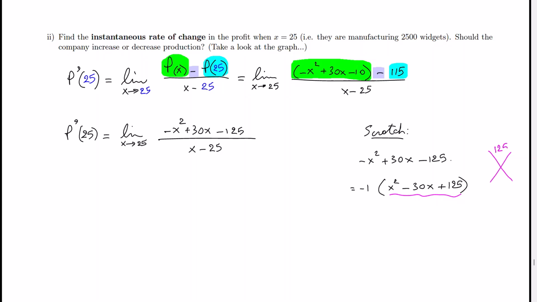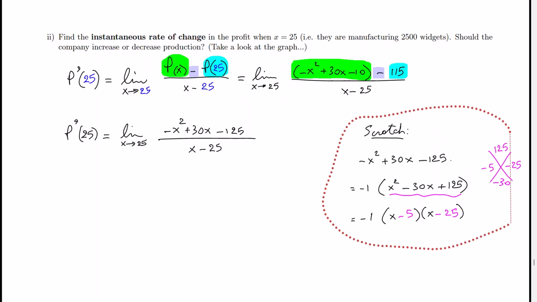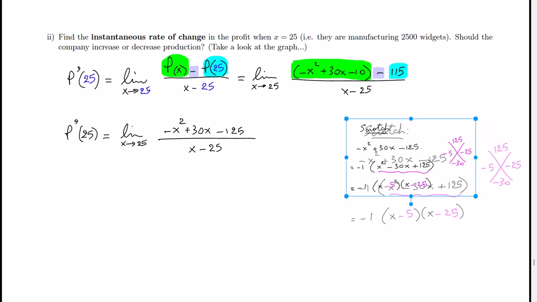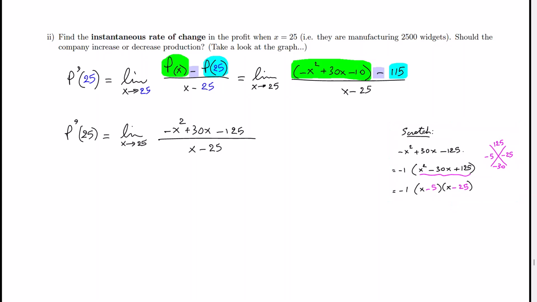Now, to factor the inner portion, I'm going to use the big X method. I'm looking for two numbers that when you multiply, you get 125, and when you add them, you get negative 30. And I think negative 5 and negative 25 will get the job done because when you multiply them, the answer is going to be 125, and when you add them, you get negative 30. So the solution so far is negative 1 times x minus 5 and then x minus 25. So those are the numbers that we just found using that big X method or the sum-product method, right? And that is what should be placed in the numerator.